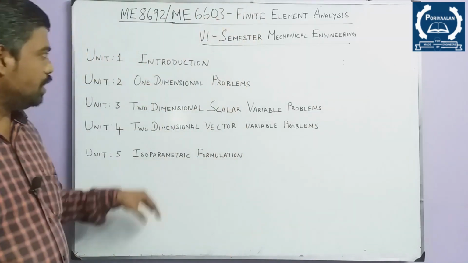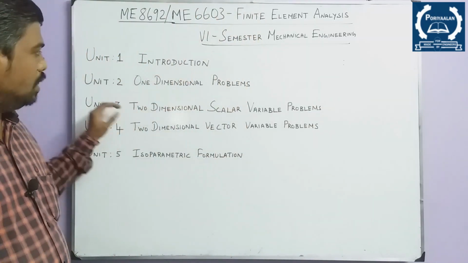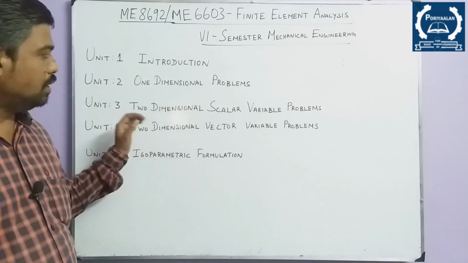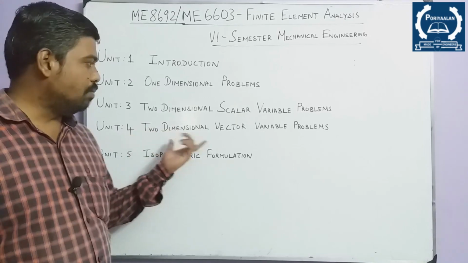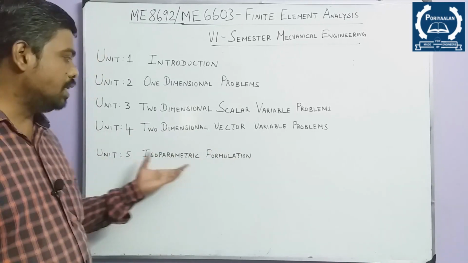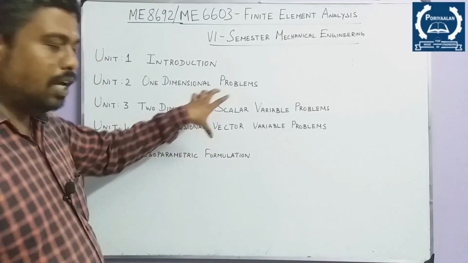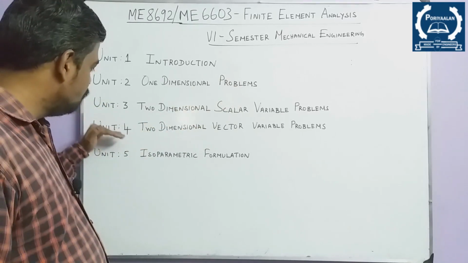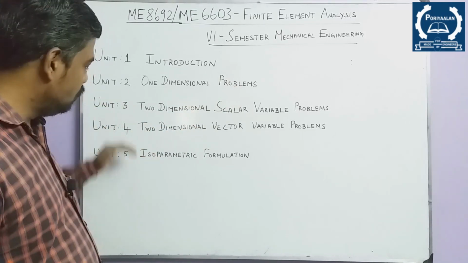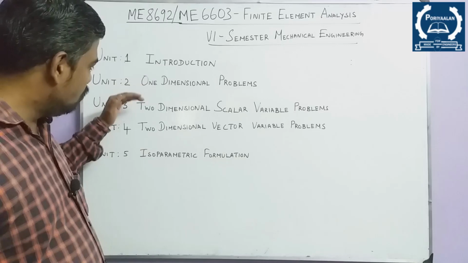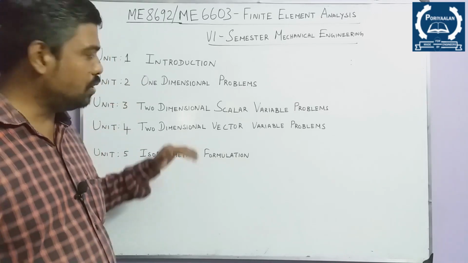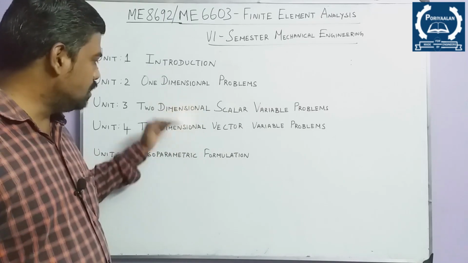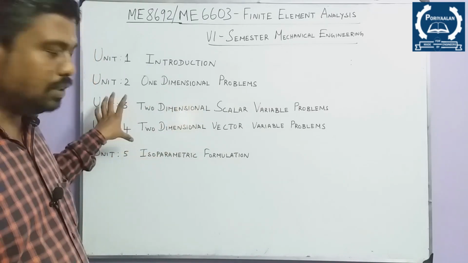So here we have 5 units. The first unit is Introduction, the second unit is one-dimensional problems, and the third unit is two-dimensional scalar variable problems. The fourth unit is two-dimensional vector variable problems, and the fifth unit is isoparametric problems. Here you have to concentrate on units 3, 4 and 5. These 3 units are very important. The third unit and fourth unit have similar formulas, so if you concentrate on these 2 units, you can easily pass these 3 units.